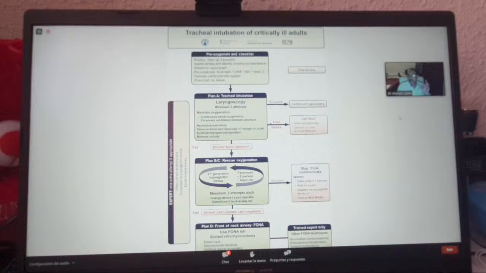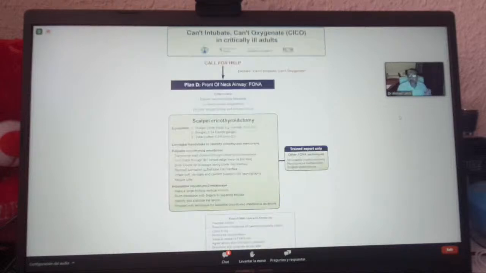So here, after you fail once, you call for help and you get the front of the neck device out of the box, out of the drawer, before your eyes. Again, if you don't succeed, you proceed for that. And that's why we need to practice that. And finally, you proceed for that, or you get one more attempt by a very senior or an airway expert. So the emphasis again is on not wasting much time. The front of the neck, we'll talk about how you do that.